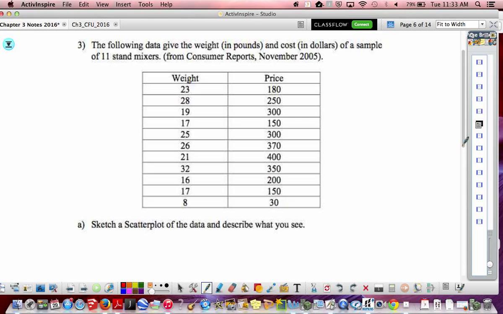it says the following data give the weight in pounds and cost in dollars of a sample of 11 stand mixers. This is from Consumer Reports back in 2005. So here's the weight of the mixer and how much it costs. I have them in list 3 and list 4. If you want to put them in list 1 and list 2, that's just fine. If you want to follow along specifically, I'm going to put them in list 3 and list 4. I'll give you a minute to do that.